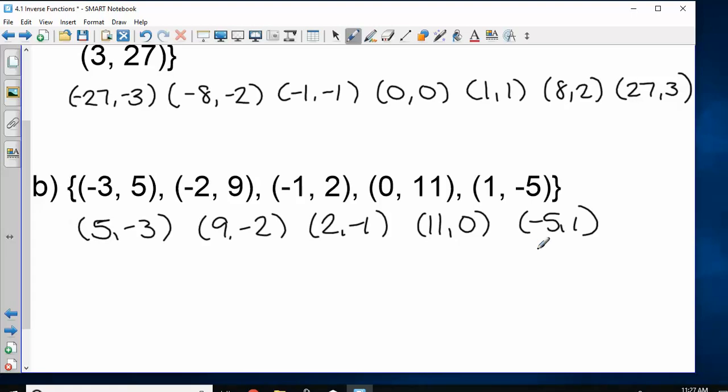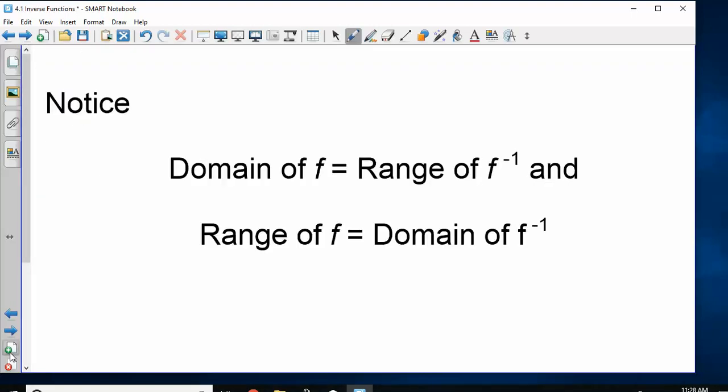So what we see is that the original x values become the y values in the inverse. What that means is the domain of the original function is equal to the range of the inverse, and vice versa. The range of the original is the domain of your inverse. Your domain and range are just going to flip roles as well.